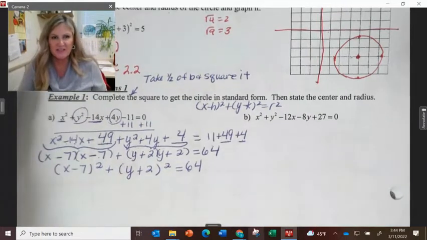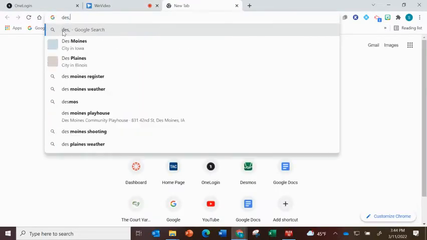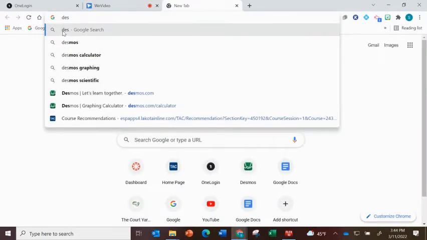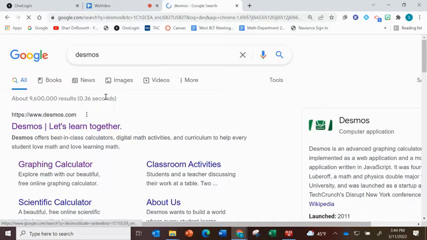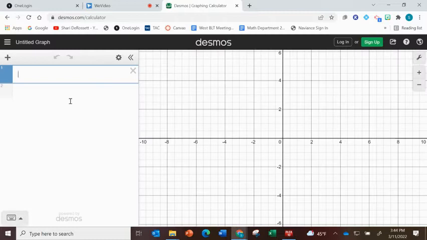Let's say you feel like, oh, I'm not sure I did that right. Well, let's go to Desmos and check it out. Watch how you can check this. If I want to see if these two equations are exactly the same, I'm going to go to my graphing calculator. I'm going to type these in.